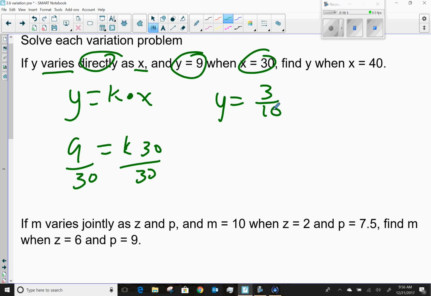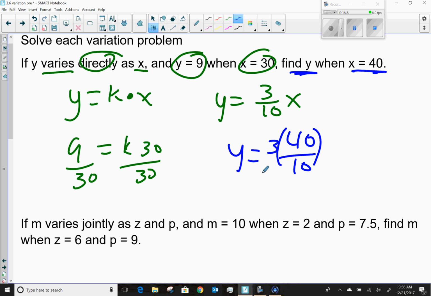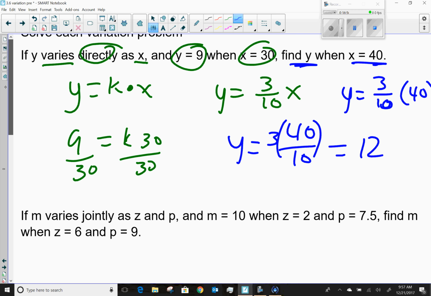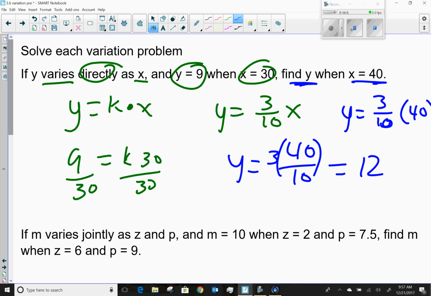You could do a decimal if you want to. You can just do it to the tenths place or hundredths place, that's fine. Then we can enter in our x now, because we want to find y when x is 40. So we plug in 40, 40 over 10 times 3. I'm just rewriting that. It doesn't matter if I take 3 divided by 10 or 40 divided by 10 first. So that's going to be 12, our answer. Okay, here's an inverse, or here's jointly. I think I already did the inverse one, so that's fine.